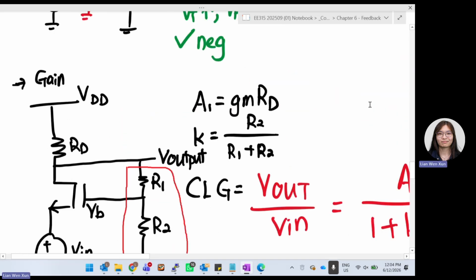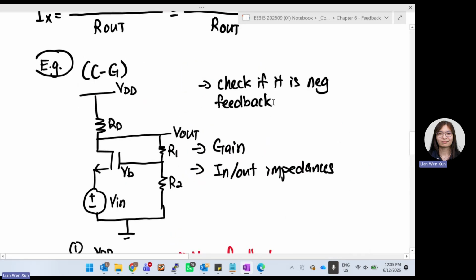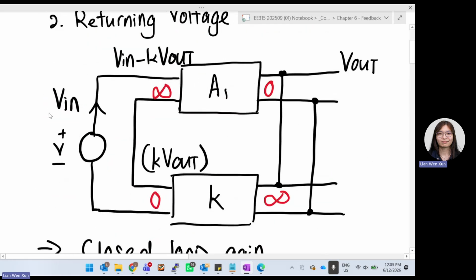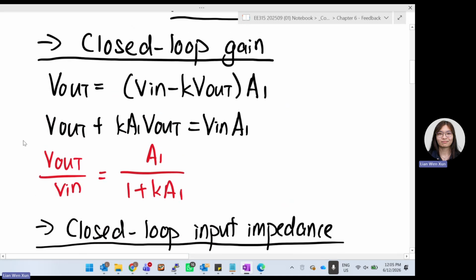Okay, now look at this, just like I said, we want to find the closed loop gain, check whether it's negative feedback, and find the input-output impedance. This is a voltage feedback because here is a voltage divider. We are getting some voltage, and the output is voltage, which feeds back to the K. So this is the voltage feedback network that we learned. Just now we already derived the closed loop gain, input impedance, and output impedance for the voltage feedback network.